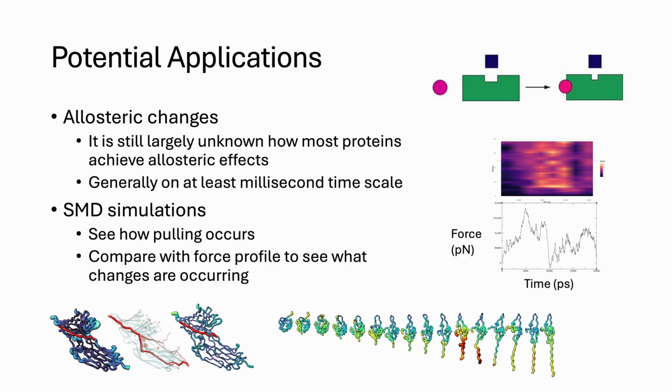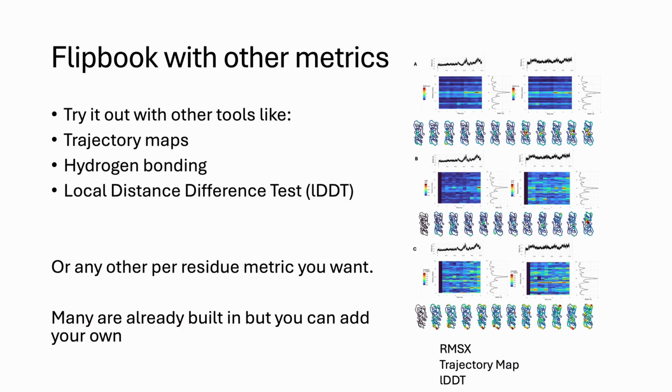On the other hand, if you have SMD simulations, steered molecular dynamics, where you're in some way affecting your system through external forces, you can see, for example, how pulling occurs, how force and motion propagates through your system. You can see what moves first, what moves second, and what moves finally. You can compare this with things like dynamic network analysis to get a more complete picture of how these proteins are responding under force.